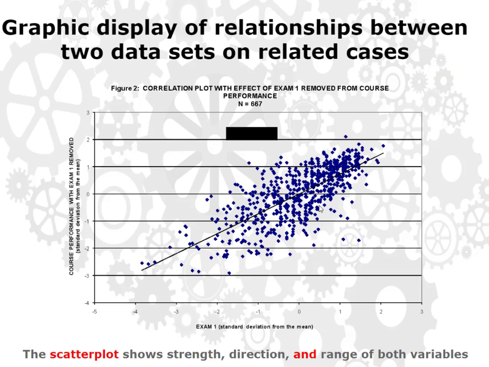So here it is again, larger, so that you can see it. You see that there's a definite trend here. Students that did well on the first exam went on to do well in the course. Students that did not went on to do poorly in the course.